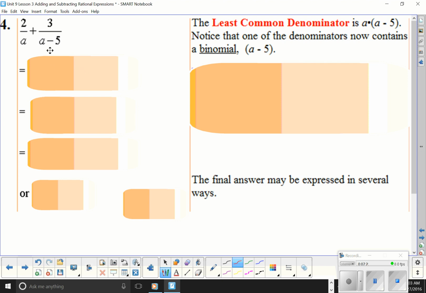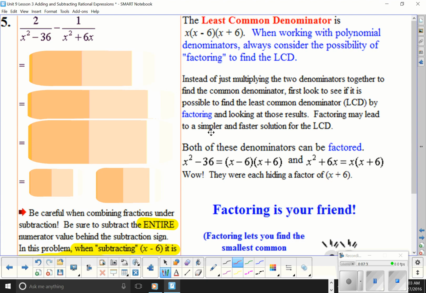I have a, then I have a minus 5. My greatest common factor is a times a minus 5. So I have to multiply a minus 5 over a minus 5 and then a over a. I distribute the 2. Whoops. I distribute the 2. Oh, goodness. Wrong place.